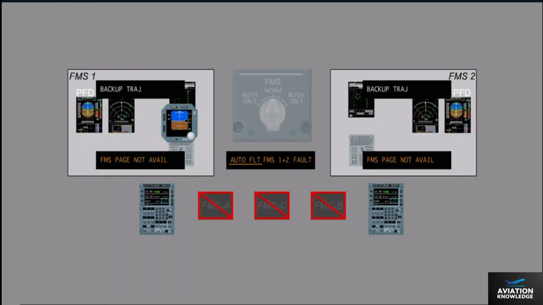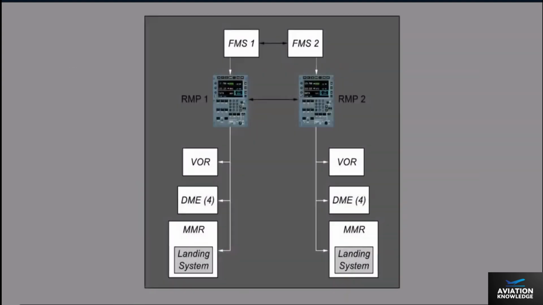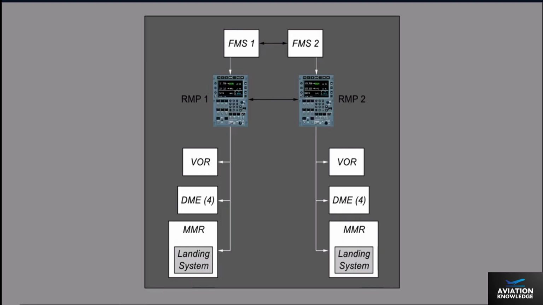In the case of a triple flight management computer failure, the nav aids displayed on the ND and the landing system can be tuned manually via the radio management panel. In Flight Management System Dual and Independent modes, each Flight Management System tunes its on-side nav aids, including one VOR, 4 Distance Measuring Equipment DMEs, and one landing system.